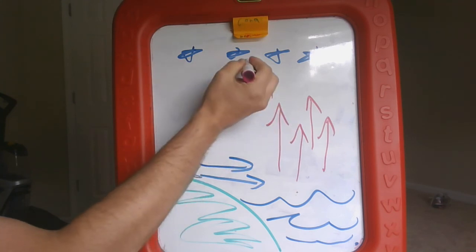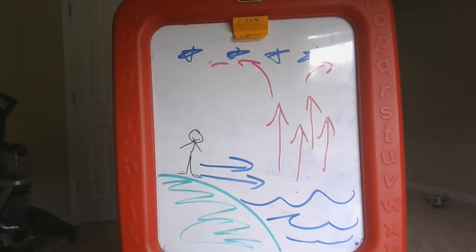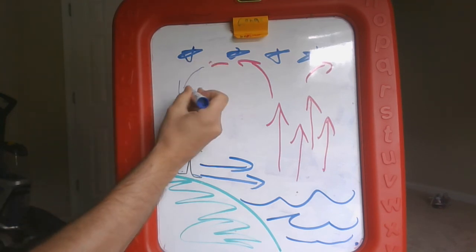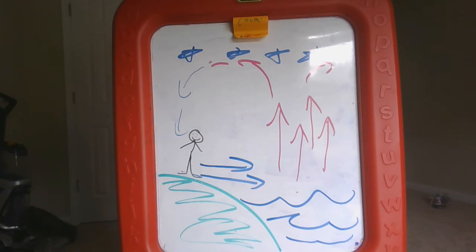This air is going to rise up, it's going to move up, and it's going to cool off up here. Once it cools off, it's going to start falling back down, and it's going to create this current of air. All right, and that's going to happen throughout the course of the night.